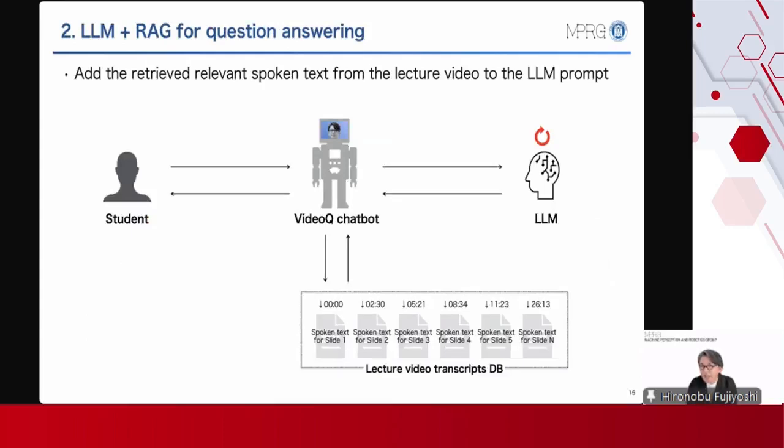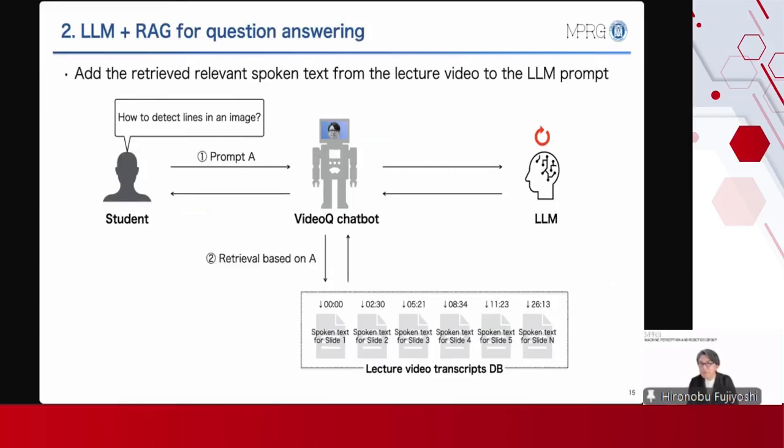The second step is LLM and RAG for the question answering. First, the student enters a question as a prompt. Then the system searches the external database using the prompt. In this case, it finds that slide 3 is the most relevant. So next, we extract the spoken text from slide 3 and use it as a search result.